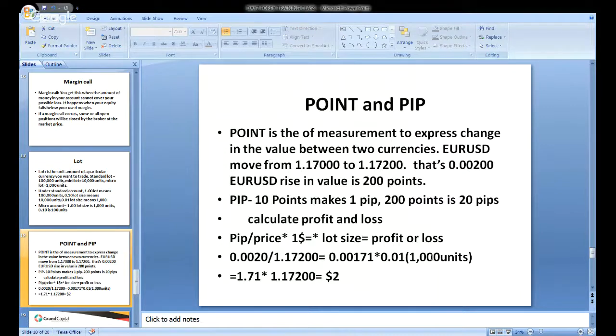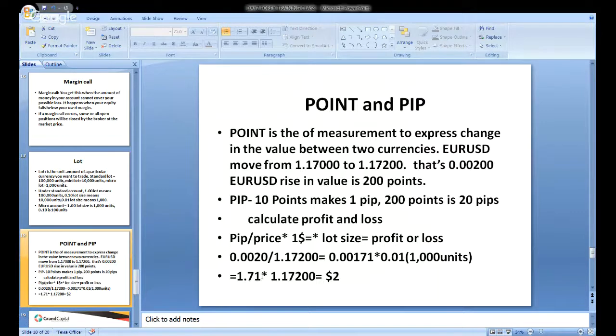So you are using the unit that you actually bought to calculate it. So 0.01 in a standard, it means that when you are on a standard, 0.01 is 1,000 units. So you use the 1,000 units times this particular value, it gives you 1.71. So this 1.71 is in euro.